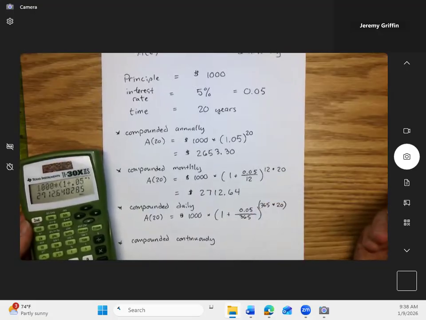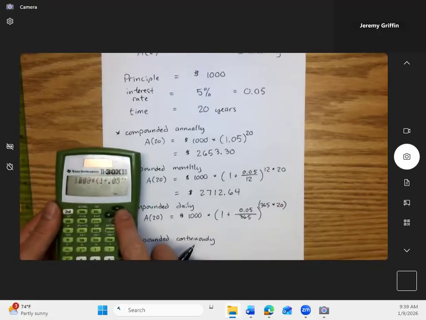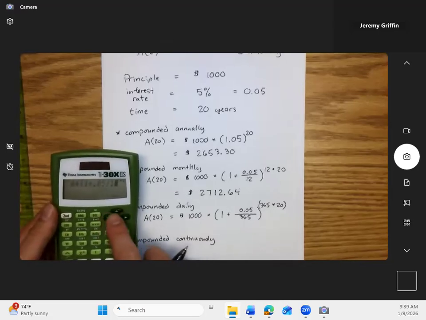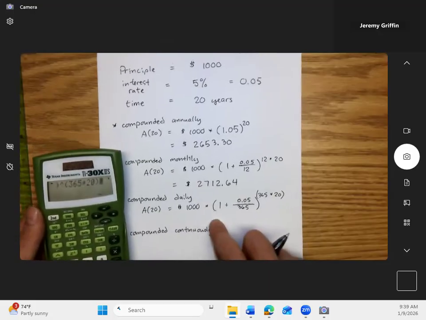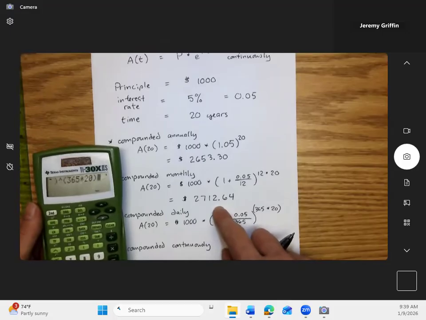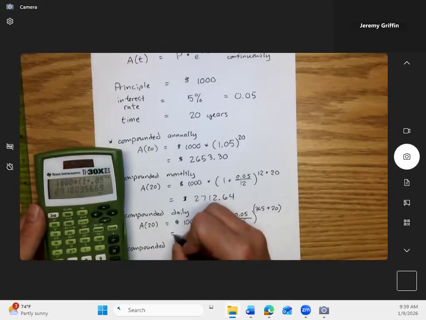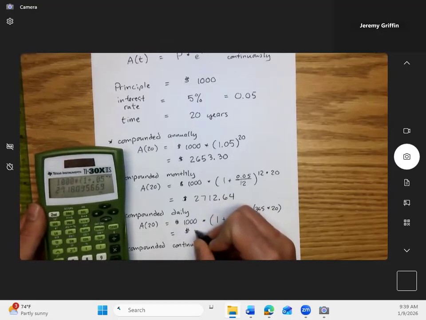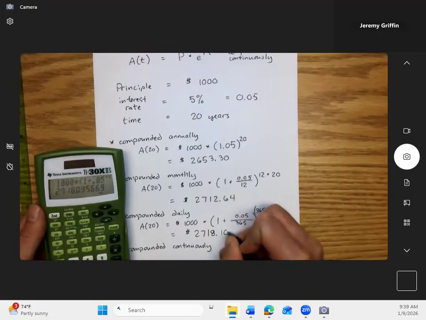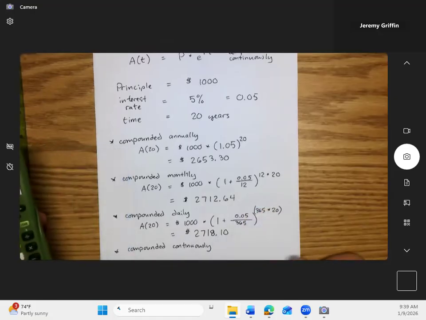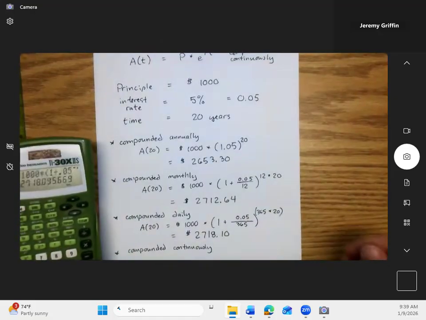So in the calculator, I can scroll up, scroll over, and where the 12 months used to be, I can just replace that with 365. Same thing with this power, so I got 365. Do you think this will be even a little bit more than $2,712? Let's see if it is. It is. It's $2,718.10. You guys good so far? All right, so that's just review from the last few days.